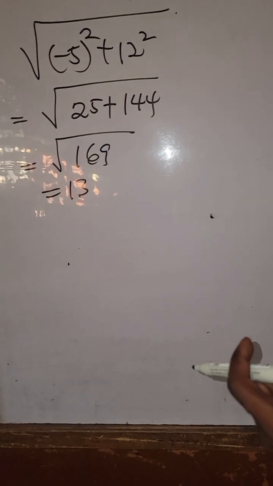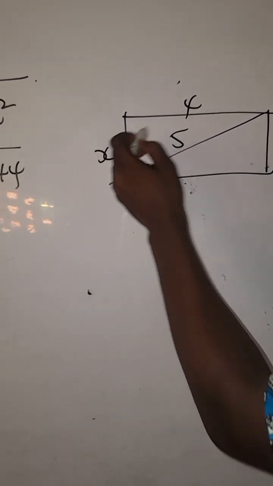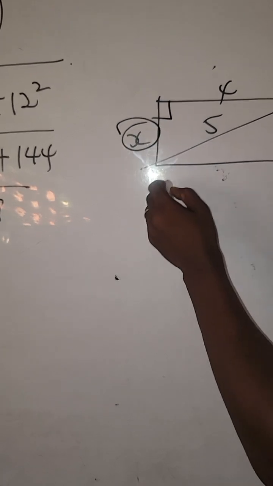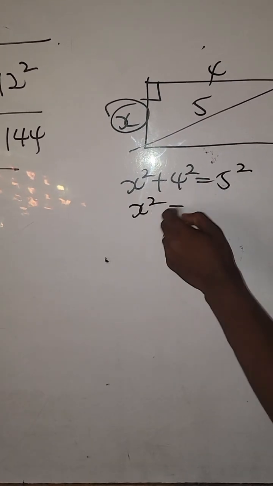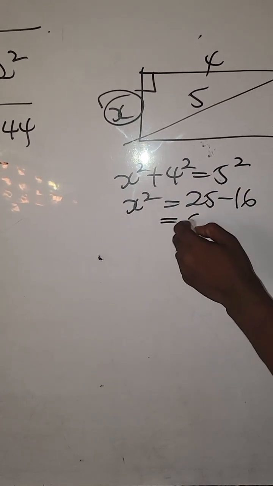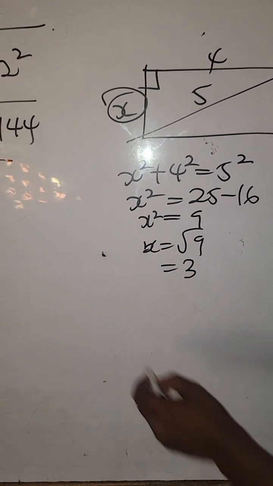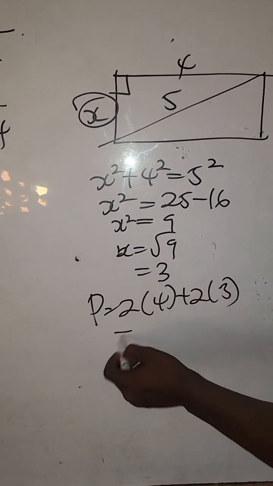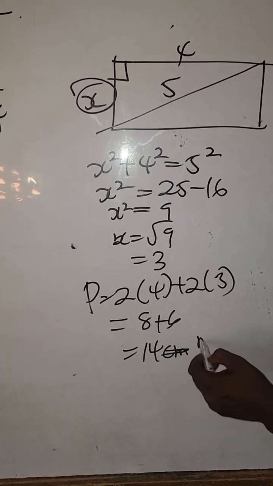The length of a rectangular room is 4 meters, and it has a diagonal of 5. Find the perimeter. We need the x, Pythagoras. So x squared plus 4 squared is 5 squared. x squared is 25 minus 4 squared, 16. So x is the square root of 9, and that is 3. The perimeter is 2L, that's 2 times 4, plus 2 times the breadth, that's 8 plus 6, 14 meters.